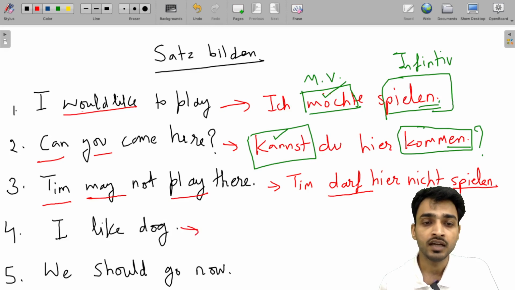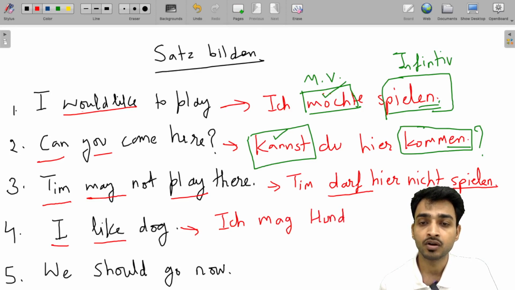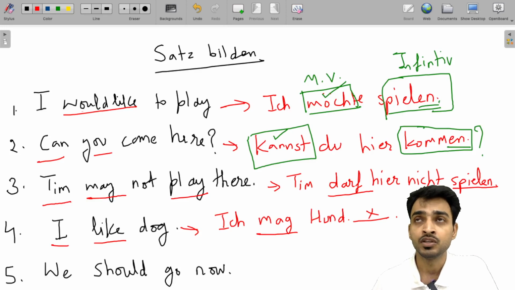Next sentence, I like dog. So like is the modal verb and I is the subject. So ich mag. Mag means like. Ich mag Hund. I like dog. Here an infinitive is not required because the sentence is complete. Only the modal verb. So sometimes you will see a sentence without an infinitive. That is also a correct sentence.